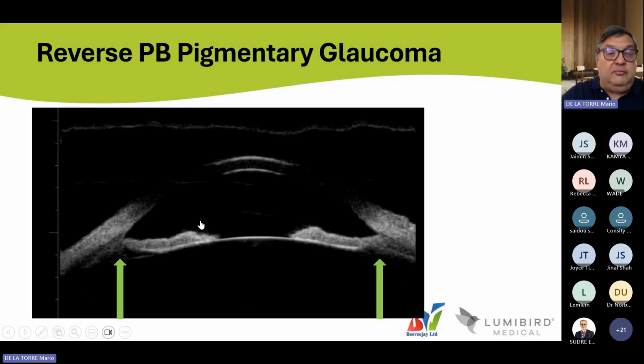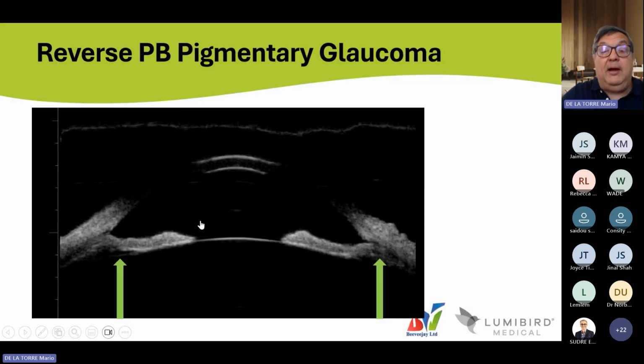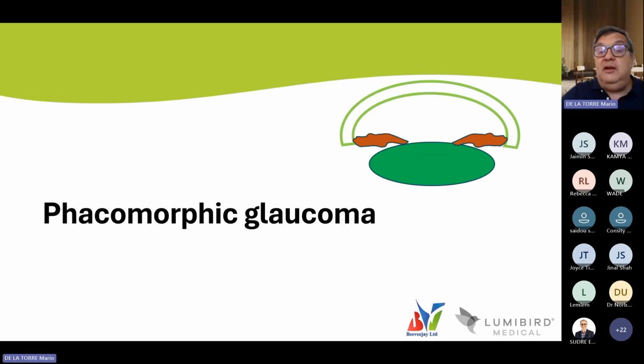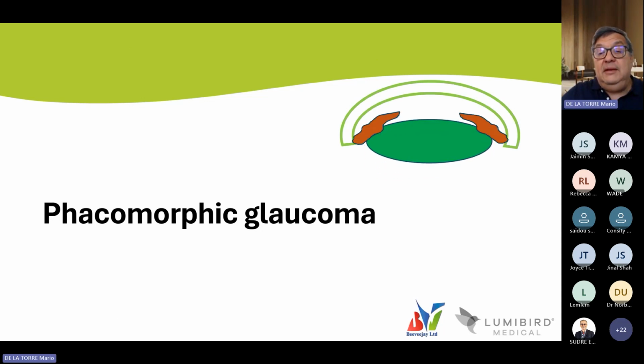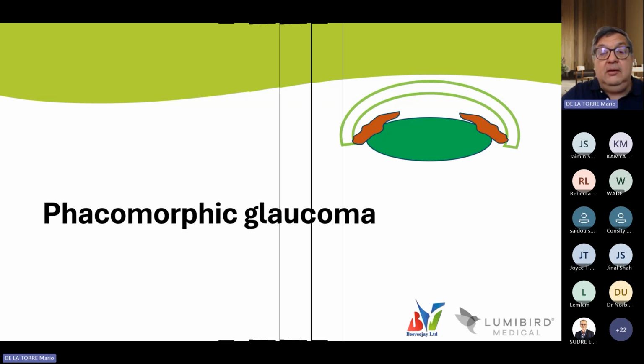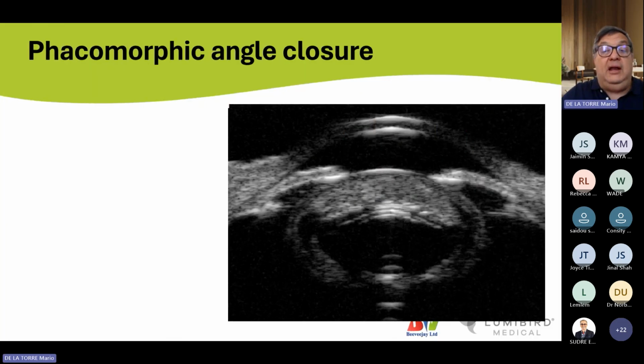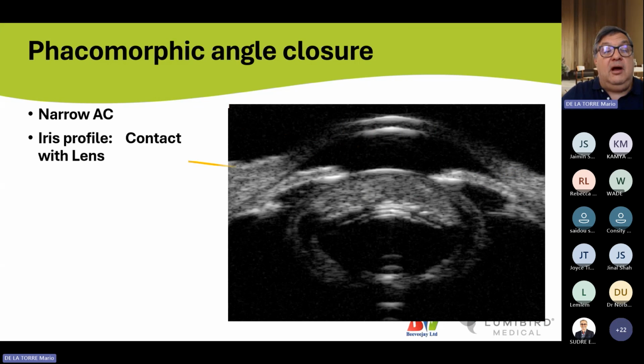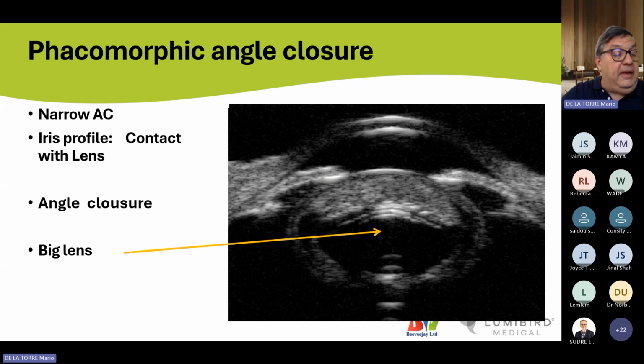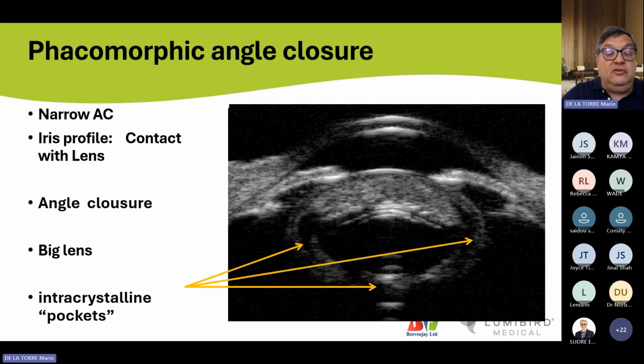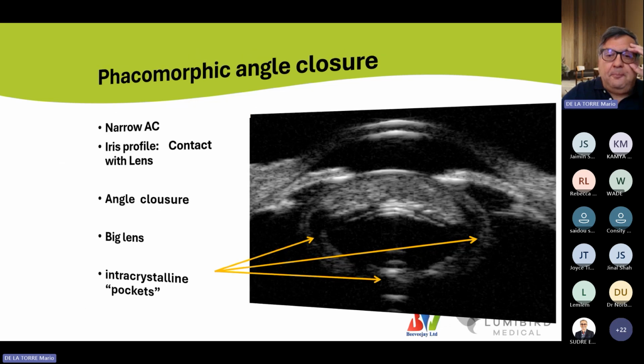Also, you have reverse pupillary block and pigmentary glaucoma as well. Phacomorphic glaucoma is very interesting because it closes the angle as the lens goes anterior, and you can see the profile: narrow anterior chamber, iris in contact with the lens, angle closure, a big lens, and also intracrystalline pockets that can give us a very bad surprise in surgery when making the capsulorhexis.